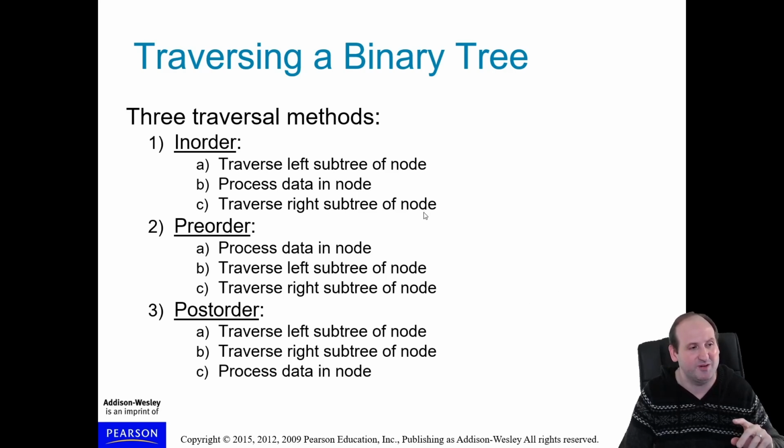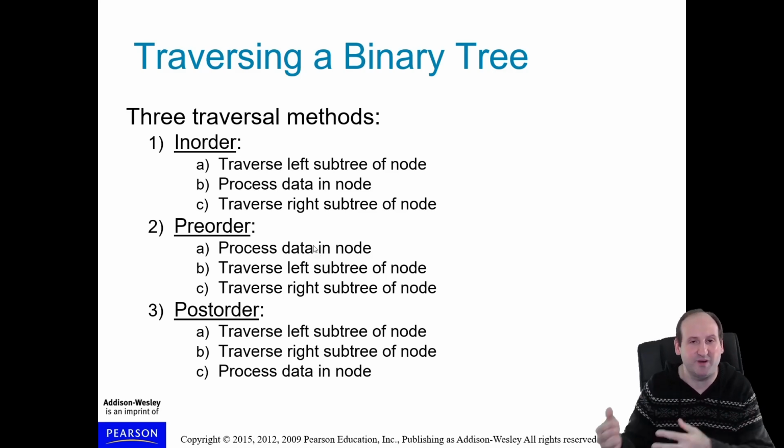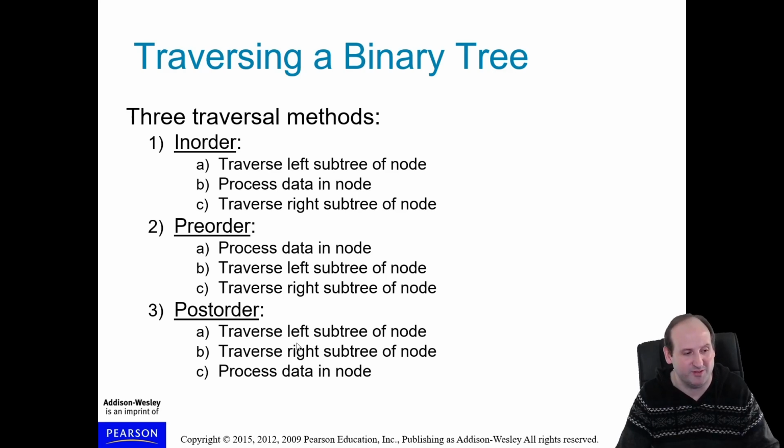So in-order would be that: I go to my left, then I process, then I go to my right. Pre-order: process first, then go left, come back, and then go right. So it's tricky here. And then post-order is just left, right, and then process when I come back all the way. And so with some of these, you're like, why do we care?